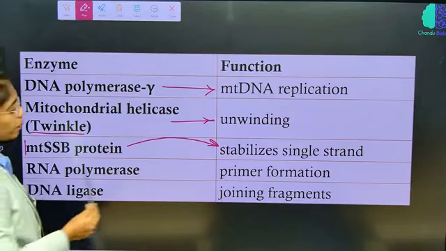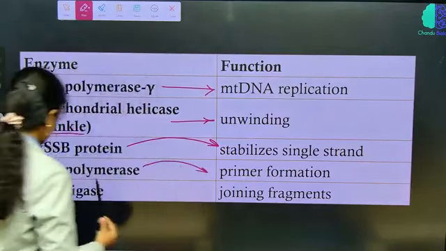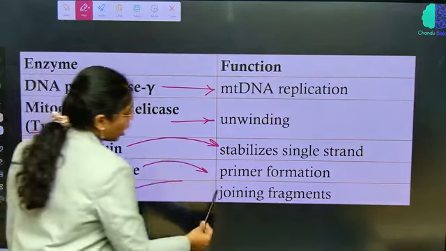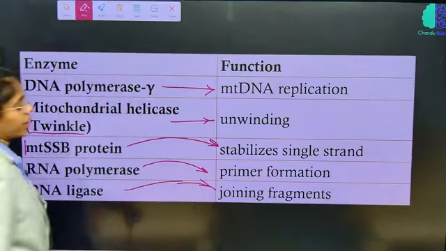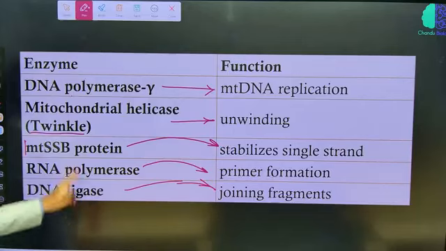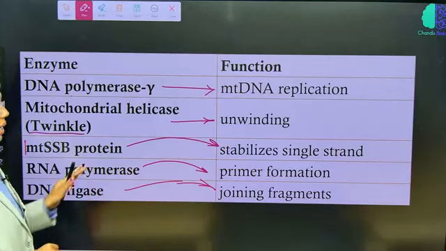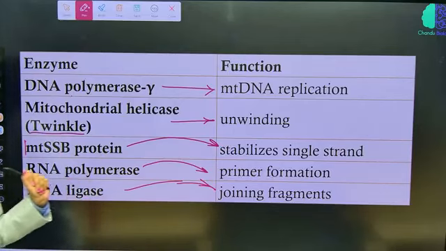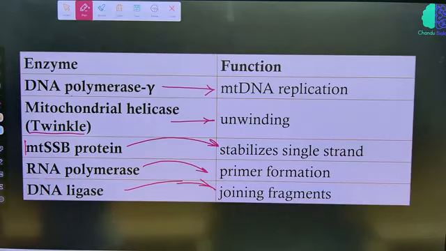Okay, RNA polymerase does primer formation. DNA ligase will join two fragments of DNA. These are the enzymes which are involved in mitochondrial DNA replication. Very important to be noted. You can take a screenshot of this table and remember what are the enzymes that are involved.